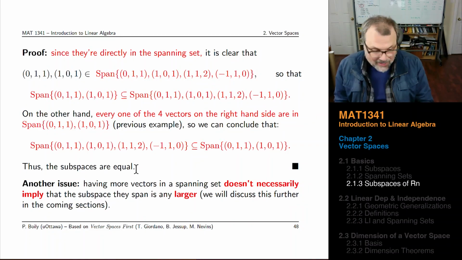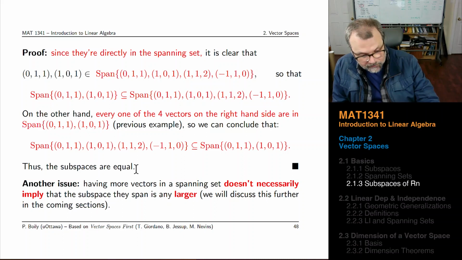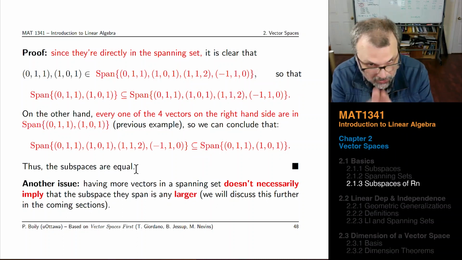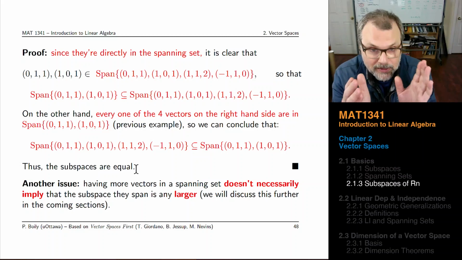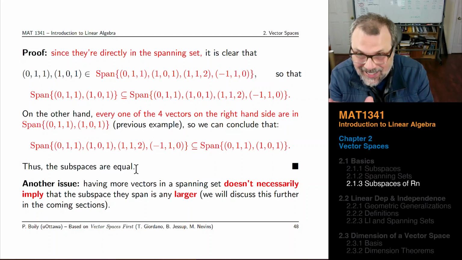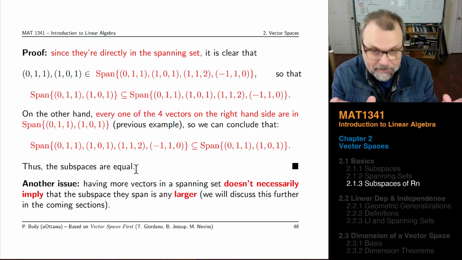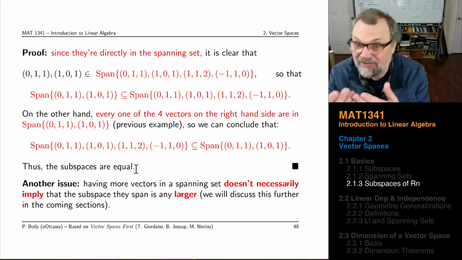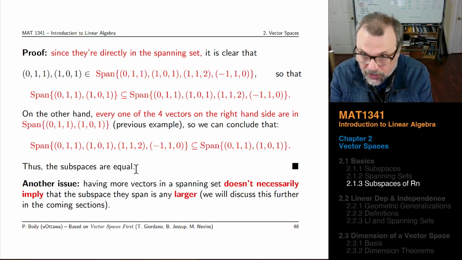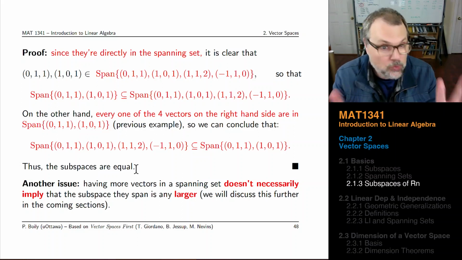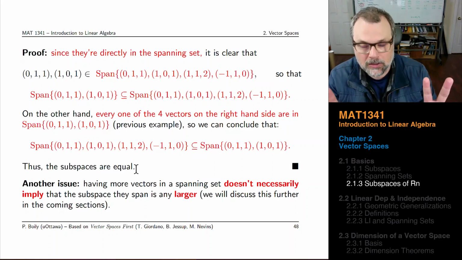Now, some of that might be confusing. You absolutely must understand the distinction between a spanning set and a span. A spanning set is a finite number of vectors that are used to build the linear combinations that go in the span. These two things are different objects.